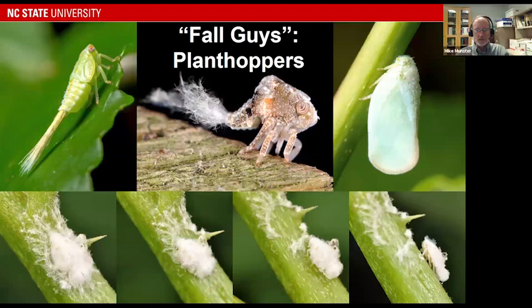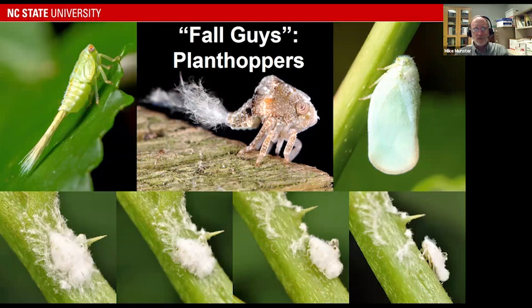I didn't include slides of this, for brevity, but another fall guy would be lichens. Now, of course, no one here on this Zoom meeting would make this mistake, but some people see lichens on the surface of a plant and think, "Oh, this is the problem. This is what's causing it." But of course, they are not.